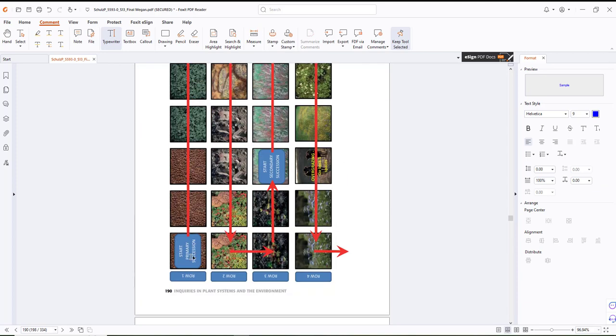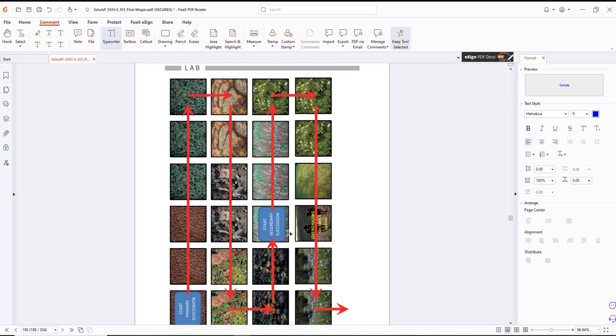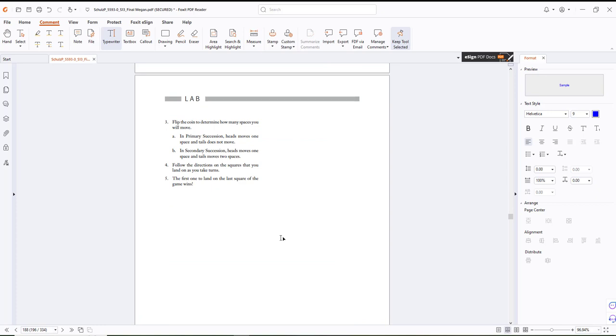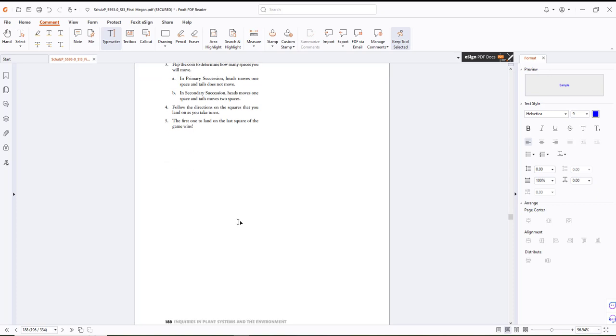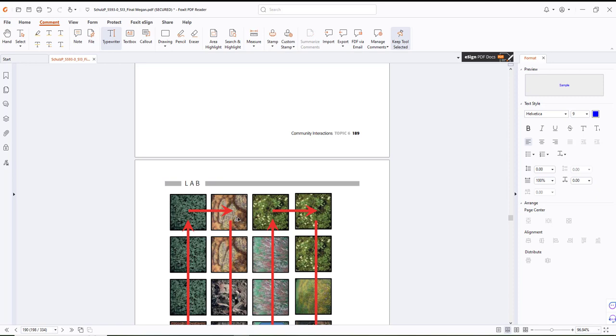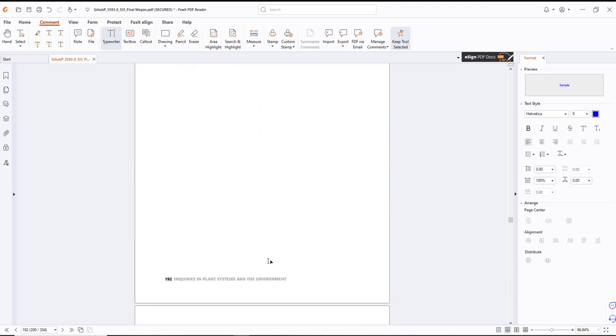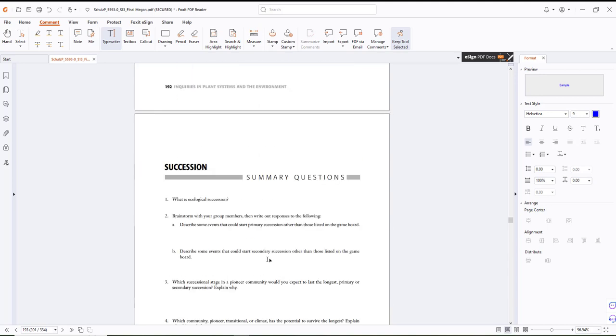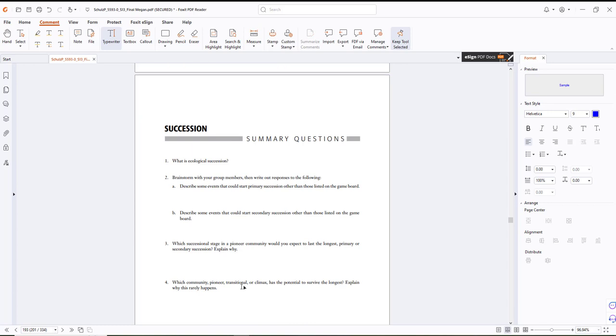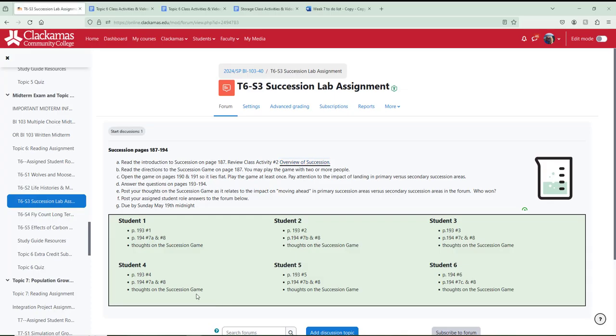Okay, so heads starts at primary succession, tails starts at secondary succession. And then you will flip the coin to determine how many spaces. So primary succession, heads moves one space, tails does not move. If you're secondary succession, heads moves one space, tails moves two spaces. So you'll follow the directions in the squares, and first one to land on the last square wins the game. Okay, so you'll just continue doing that all the way through.